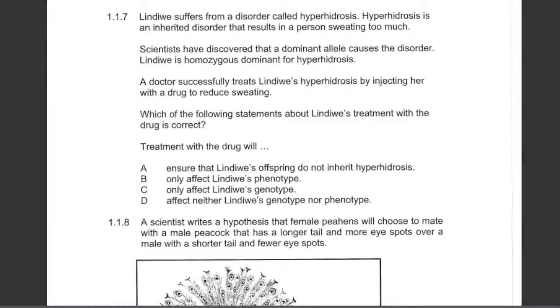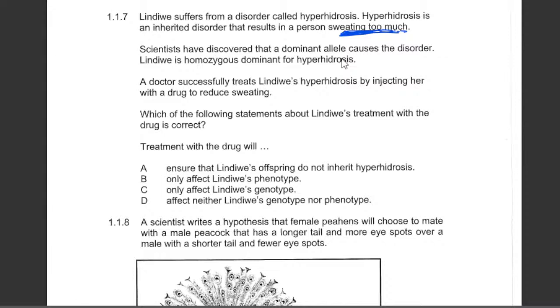Question number 7. What are they saying about question number 7? They're saying that Lindewe suffers from a disorder called hyperhidrosis. This condition is an inherited disorder, meaning that you obtained it from the parent. Yes, which means that you cannot change it unless you deal with the genes. That results in the person sweating too much. So the scientists have discovered that the dominant allele causes the disorder and Lindewe is homozygous dominant for this disorder.